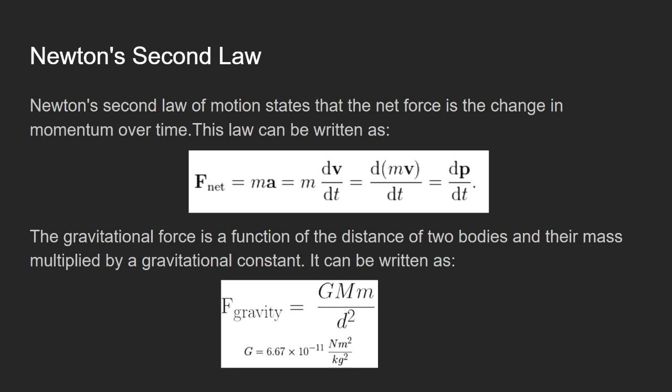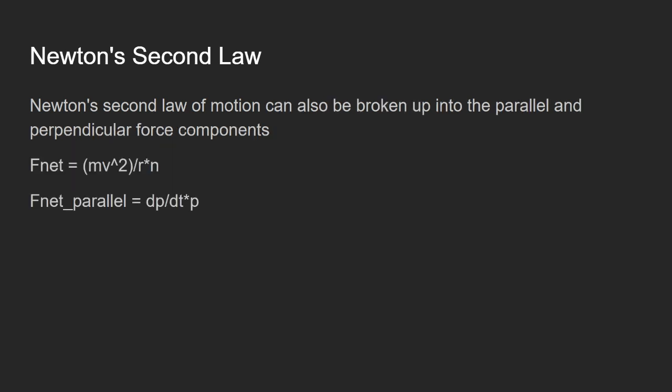Now we also need to understand the gravitational force, which is a function of the distance of two bodies and their masses multiplied by a gravitational constant. It can be written as F of gravity equals the gravitational constant multiplied by the mass of the two bodies over the distance squared between them. And the gravitational constant is 6.67 times 10 to the power of negative 11.